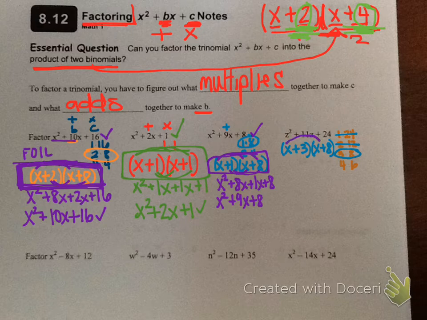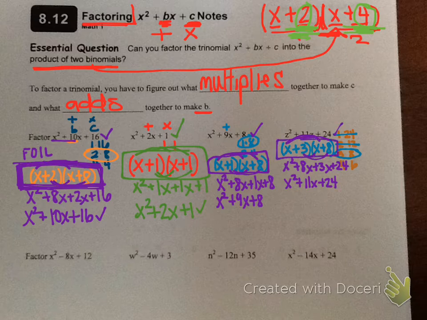So here we have x times x is x squared plus 8x plus 3x plus 24. So we have x squared plus 11x plus 24, which is correct here. So this is my final answer.